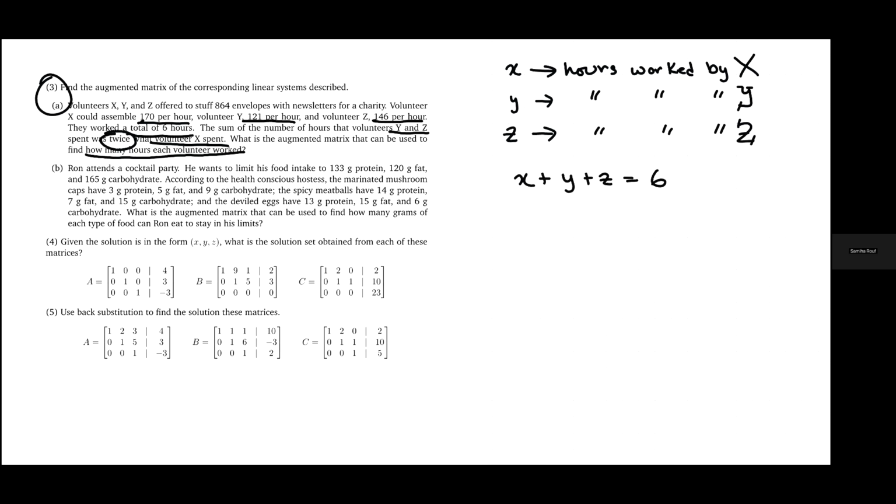We're also told how many envelopes per hour they can assemble. So that would mean 170 times the number of hours worked by X, and then 121 per hour times Y hours, and then 146 times Z hours. This would be equal to the total number of envelopes, which was 864. And then finally, this one is this sentence right here.